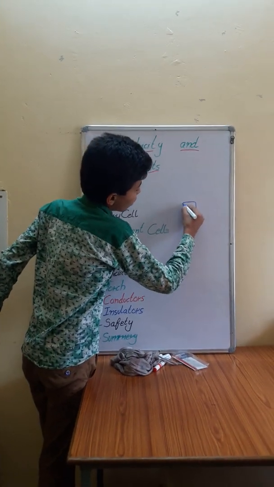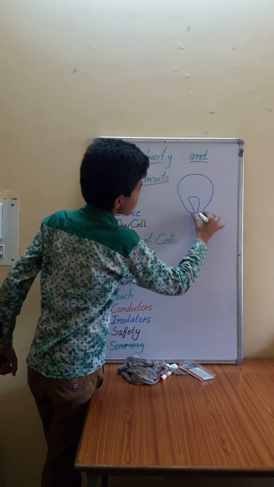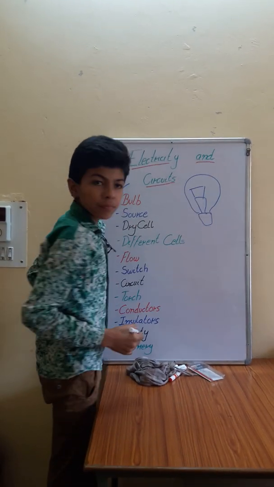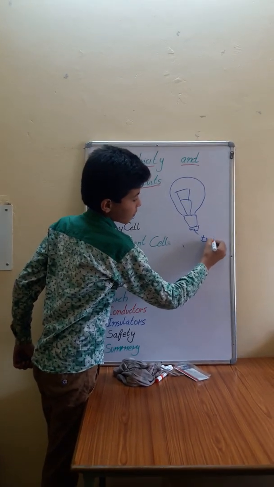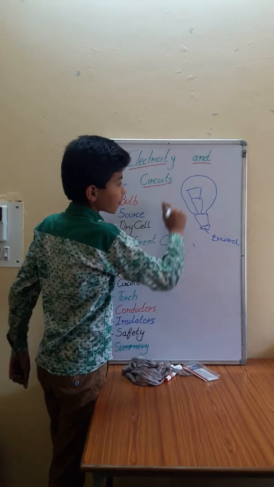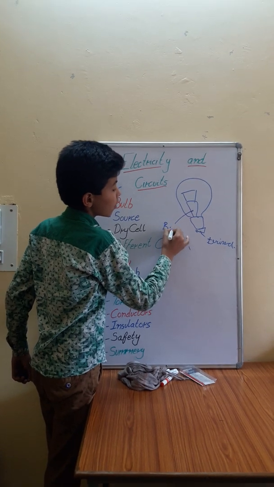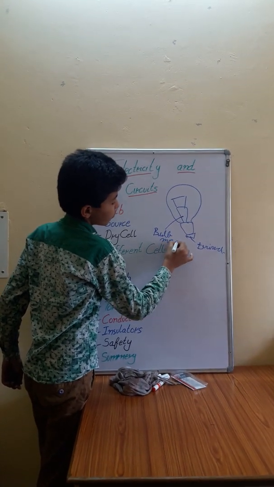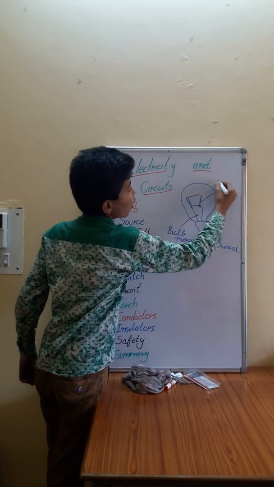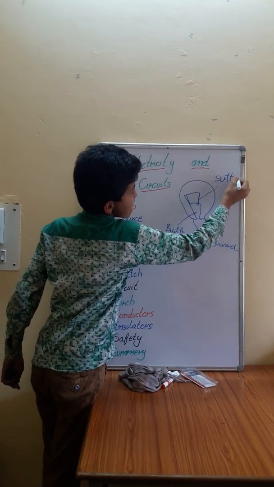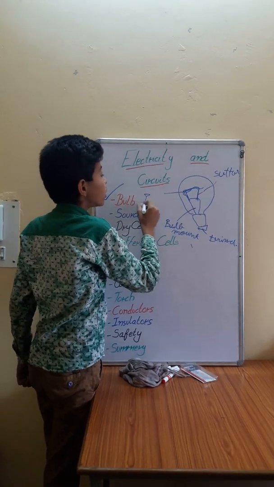If you have observed a bulb, it looks something like that, in which the bottom portion is called the terminals. And this portion is called the bulb mount. These thin wires are called support wires, and this small wire is called the filament.